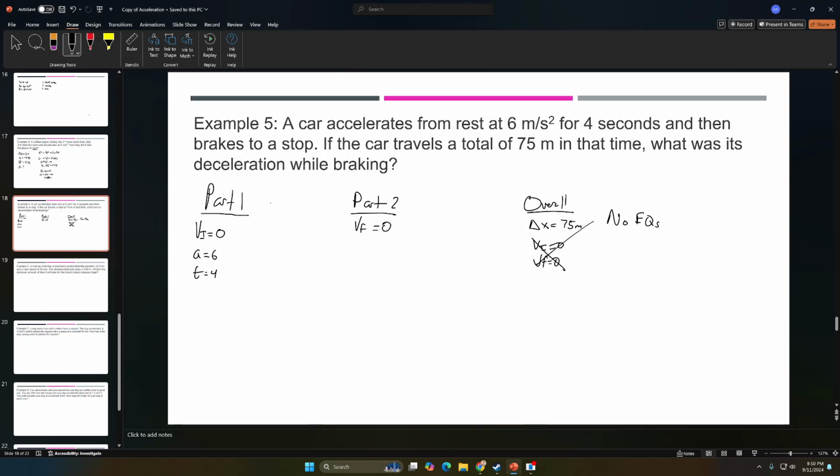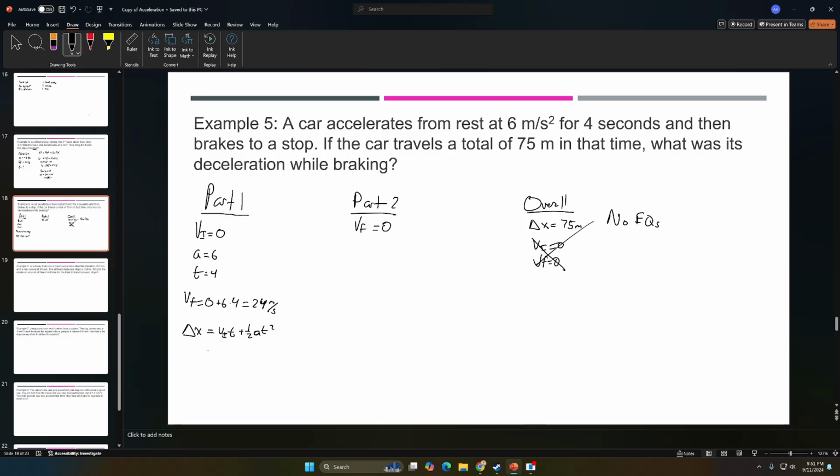All right, so let's look at part one. That's where we have the most information, so that's the best place to start. We have three variables. We can go ahead and find v final, which is going to be 0 plus 6 times 4, because we're using the first of those equations, so 24. Then we can use any of the other equations to find displacement. Let's go ahead and use change in x equals v initial times time plus 1/2 at squared.